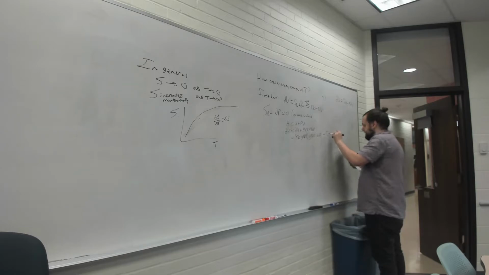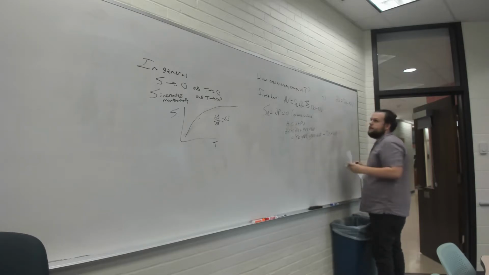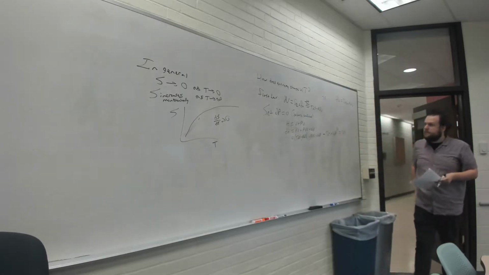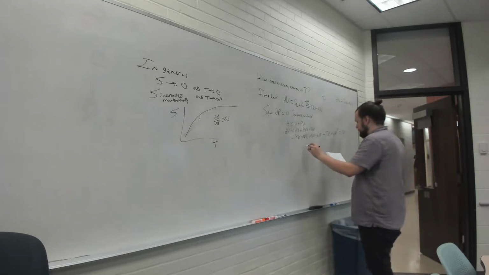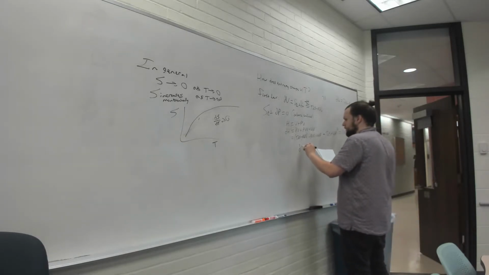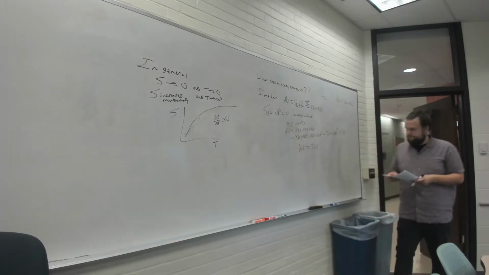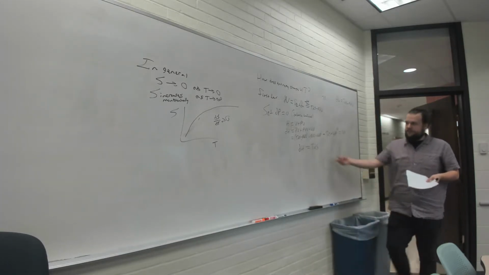So you're left with TdS plus VdP. But dP is 0, so this goes away. TdS. Right, so dH, the change in enthalpy, is equal to the change in entropy times temperature. Right? Oh, this is just the second law, right?